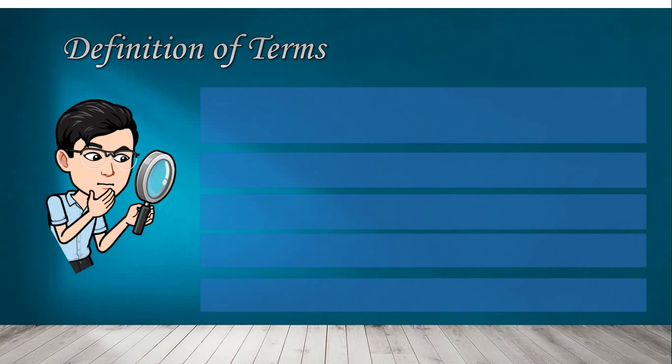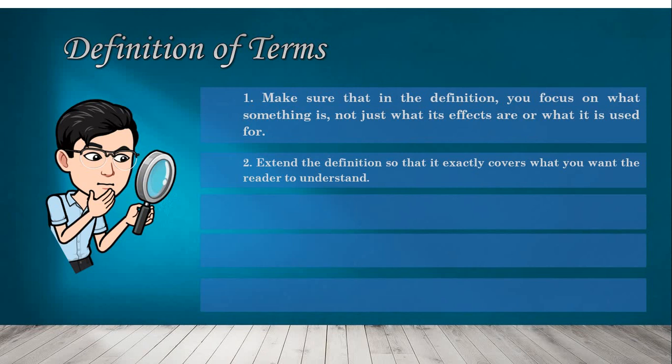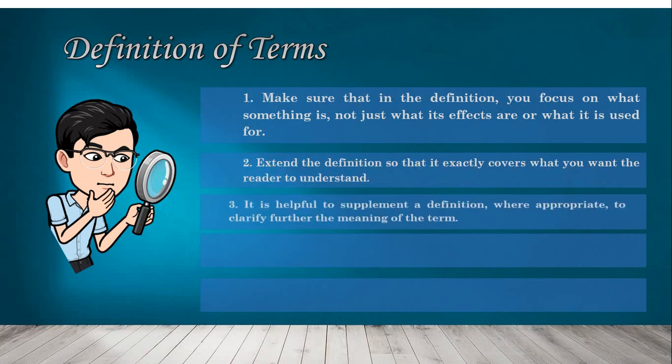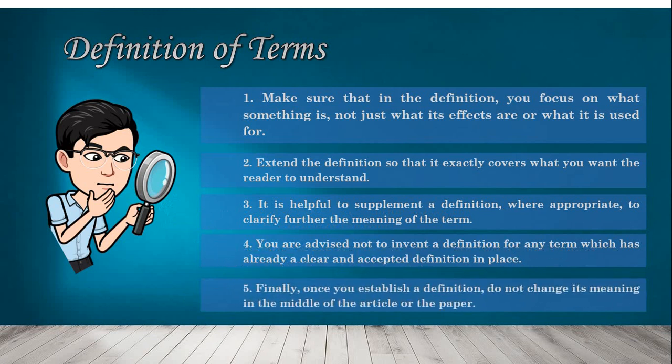A few principles to keep in mind are: first, make sure that in the definition you focus on what something is, not just what its effects are or what it is used for. Second, extend the definition so that it exactly covers what you want the reader to understand, especially the words from your title. Number 3, it is helpful to supplement a definition where appropriate to clarify further the meaning of the term. Number 4, you are advised to not invent a definition for any term which already has a clear and accepted definition in place, because it can cause confusion to the readers. And finally, once you establish a definition, do not change its meaning in the middle of the article or the paper.